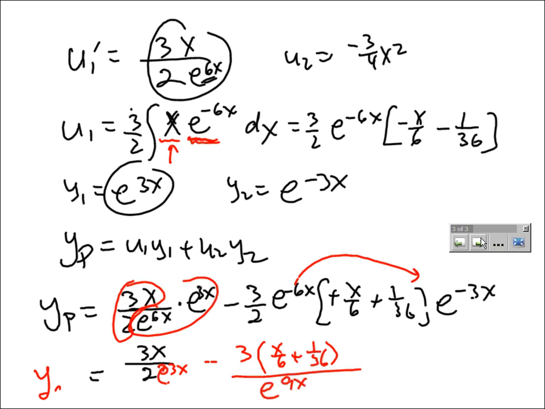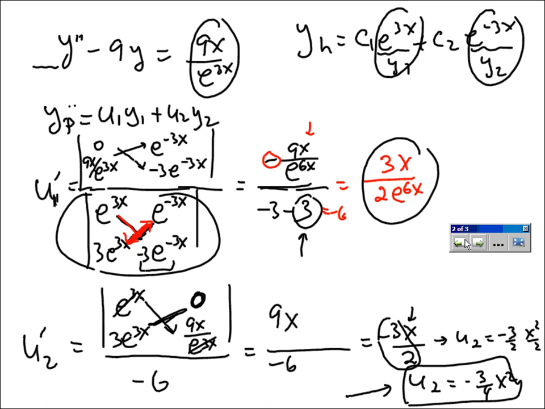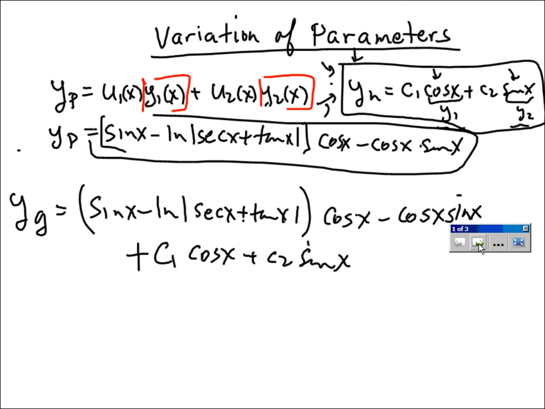If I want to make it y general, I just add on the homogeneous solution, which was just c1 y1, that's e to the 3x, plus c2 y2, e to the negative 3x. If you didn't remember that's where it came from, you can always just copy it from here. And that's the solution to that problem.